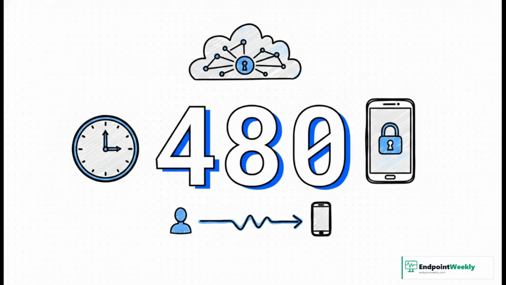So how exactly do we configure that lifeline? Well, 480. That is the magic number. When you're configuring the temporary access pass in Entra ID, the guide highly recommends setting the maximum lifetime to 480 minutes. That equates perfectly to an 8-hour working shift, which gives your user just enough time during their workday to get back into their account and re-register their new phone's passkey.